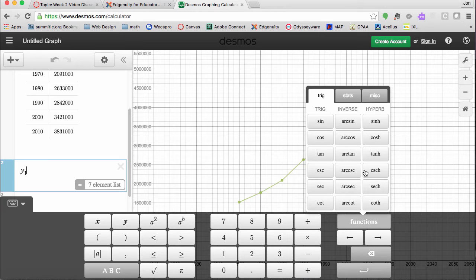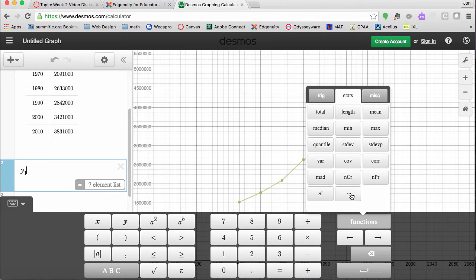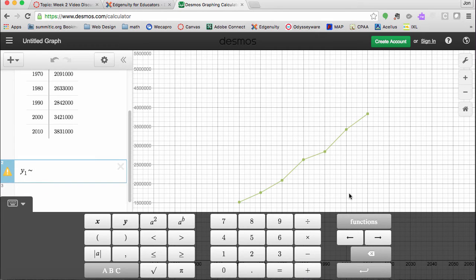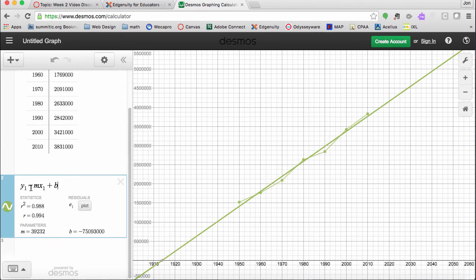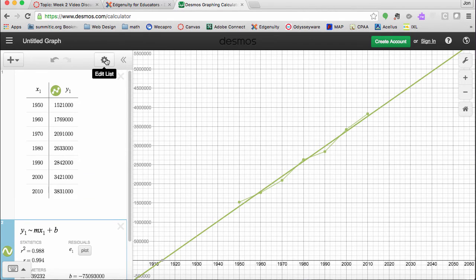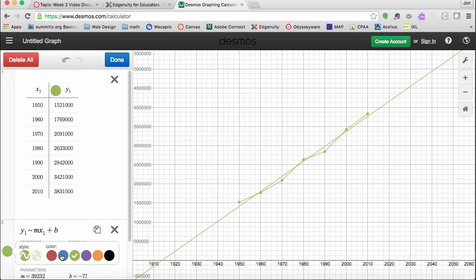Let's go to functions, stats. I'm going to use this little symbol right here. I don't really know what it's called, but it's a squiggly line, and it means approximately. So now I've got y1, my y values, are approximately equal to m, my slope, times the x values, mx plus b. So I'm doing the general form of a linear equation. And look what happens. I'm going to change the color on this because I don't like double green. Let's make this one blue.